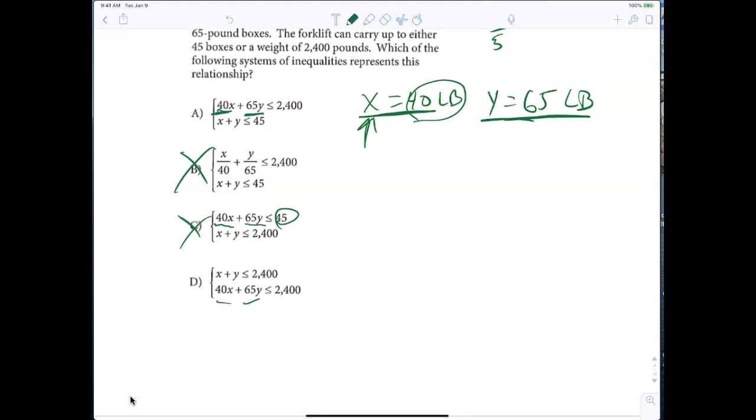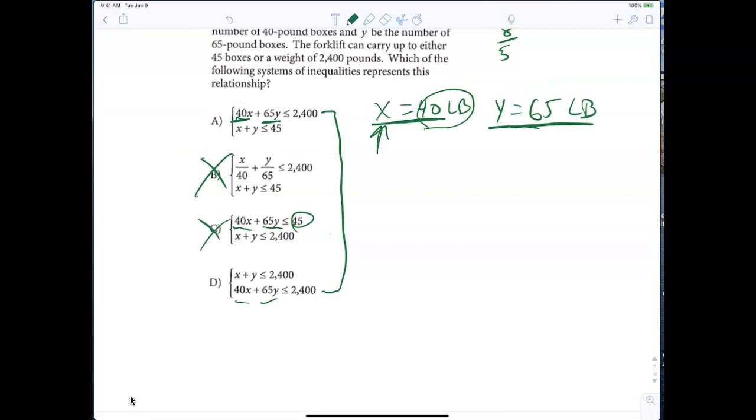Is D the same as A so far? Guys, stop. Just listen to my question. So far, are A and D the same? Yes. Okay. Now, how many boxes can it hold? Up to 45. So is the answer A or D? Definitely A. That wasn't that hard, right? All right, you have to be careful. And I always like to tell kids when you're taking multiple choice, especially SAT, it's very important that you eliminate answers so you don't make a careless mistake.